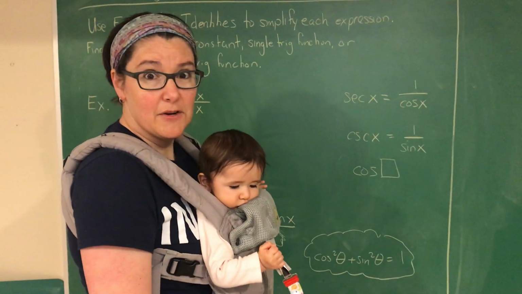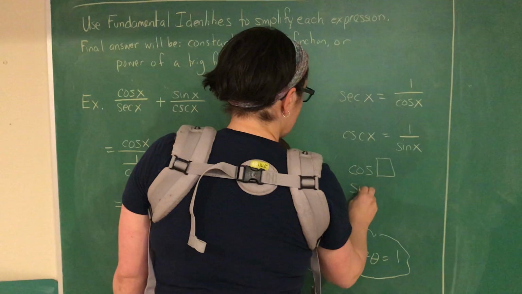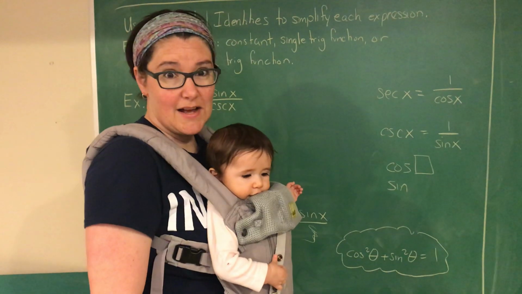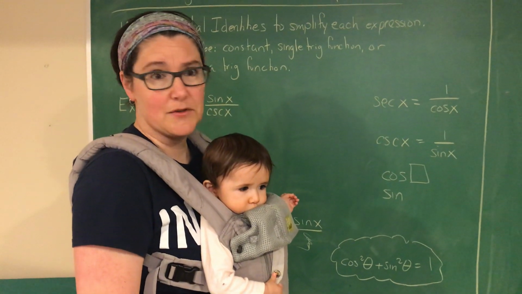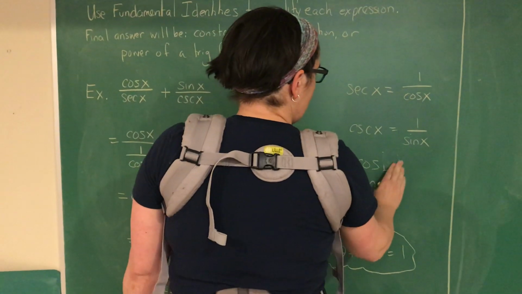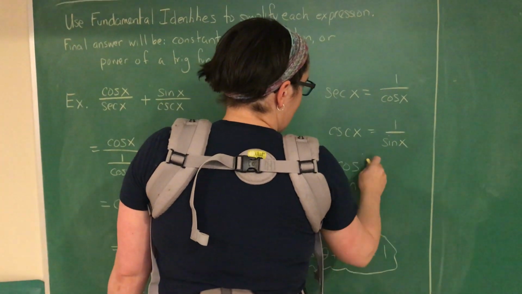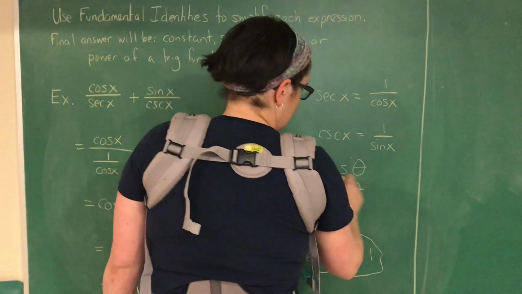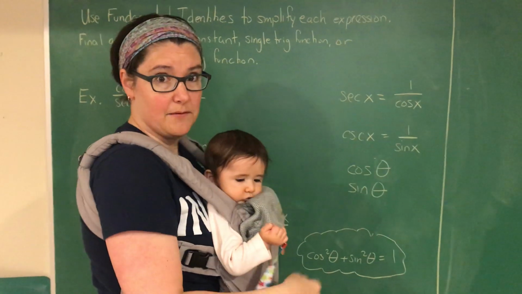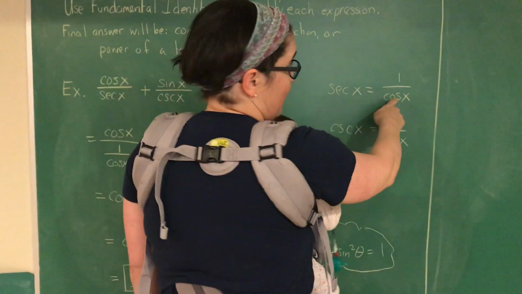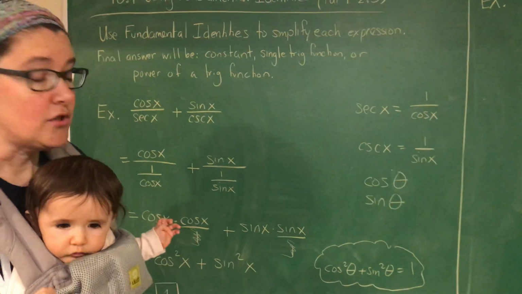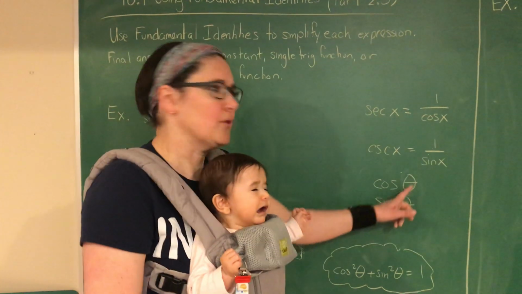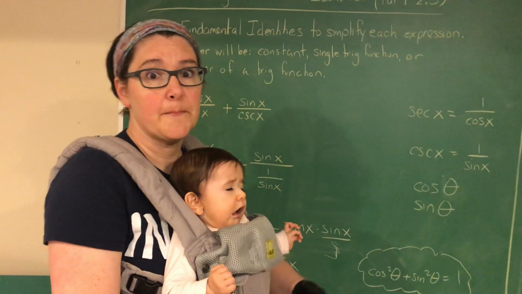There will never, ever, ever be a time when you will write down sine without something after it. Always, when you're writing down the trig functions, have some kind of an argument after it. Cosine of theta, sine of theta, cosine of x, sine of x. So you always want to make sure that you have that input written next to your function.